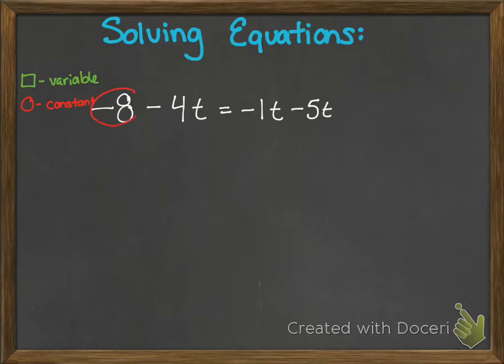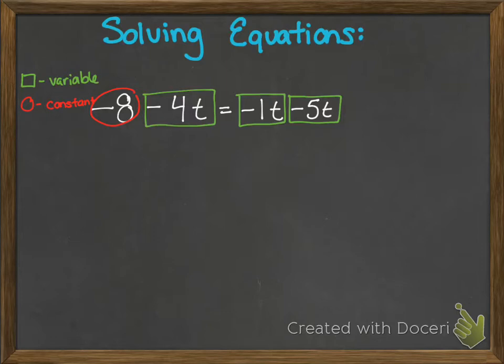I have -8, that's going to get a circle. I have -4t, that has a variable, so that's going to get a box. On the other side of the equal sign, I have -1t, which is a variable, so that gets a box, and -5t, which has a variable, so that gets a box. Please, please, please remember to keep the signs in your pieces. Whatever information is behind the sign, that's where the sign goes.